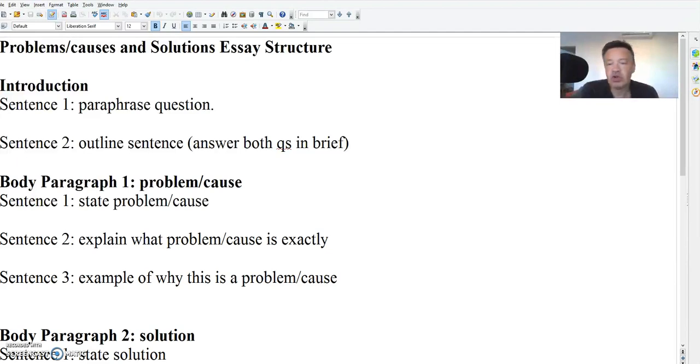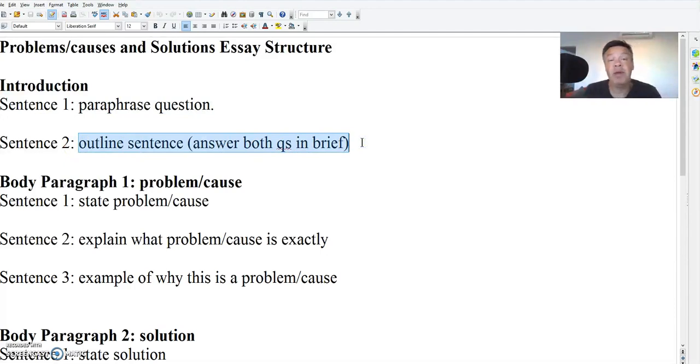Okay, so structure first. So here we go. Now, sentence 1, for every question, as you should know, you paraphrase the question or topic. That's it. No long-winded introductions. You simply say, according to some, blah, blah, blah. Okay. Then, sentence 2, your outline.